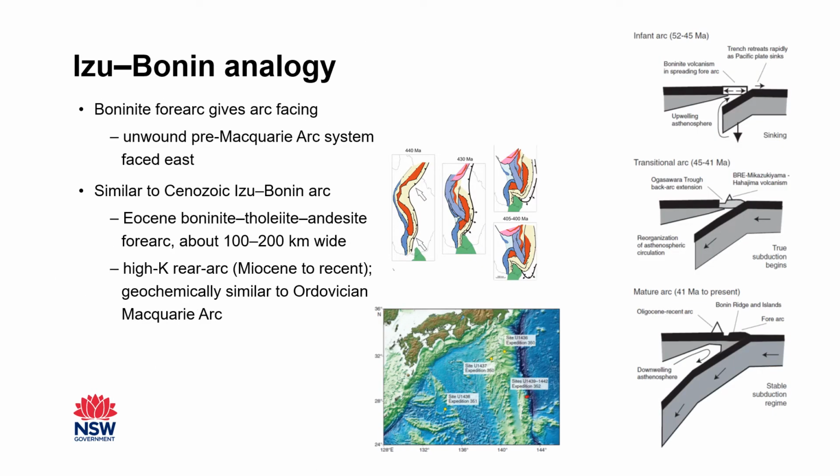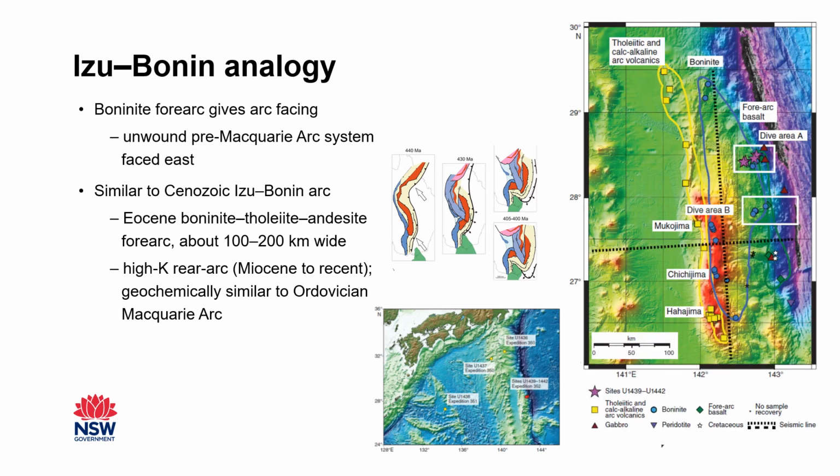Let's think about the relationship in the late Cambrian between the precursor to the Macquarie Arc and the Victorian boninitic tholeiite system. If the Izu-Bonin arc is an analogy, that would put the Victorian boninitic tholeiite rocks in the forearc of a juvenile, rapidly retreating subduction system. Unwinding the orocline model puts these east of the later mature arc, so the juvenile pre-Macquarie system faced east. The forearc in the Izu-Bonin arc system is 100 to 200 kilometres wide, and a calc-alkaline arc and a high potassium rear arc developed later, features which sound much like the Macquarie Arc.